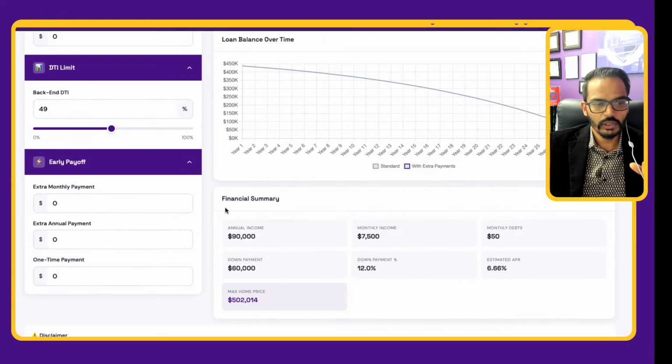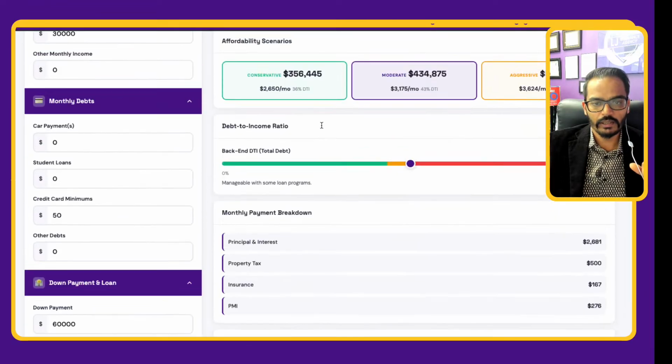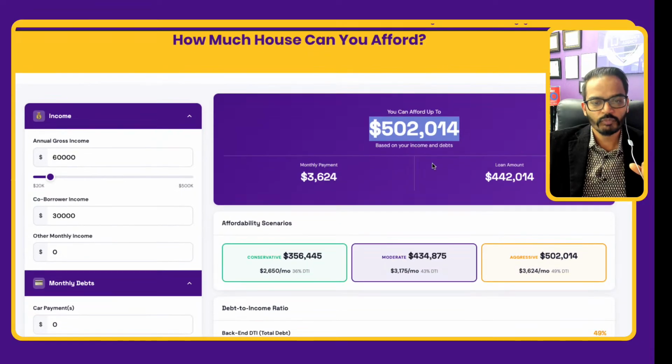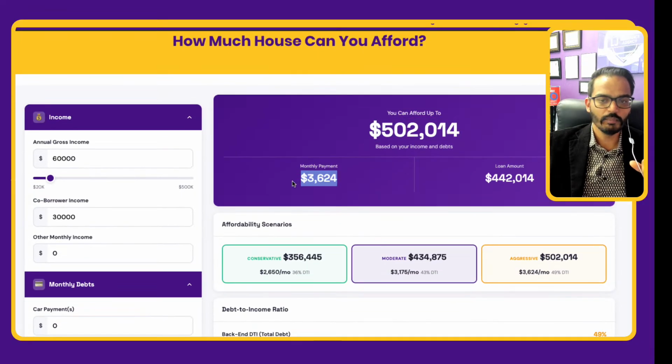I'll show you a feature, but let's just stick with these things, and let's look at the top number here. We are at 502, right? What their monthly payment is going to look like. Most people will ask you, hey, if I'm buying a house for $500,000, what's my monthly payment going to look like? In this scenario, $3,624.